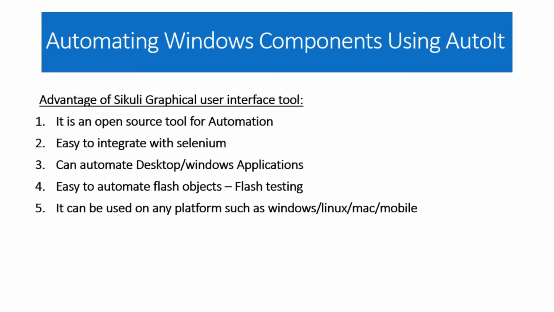So then the next line here is, can automate desktop or Windows applications. Okay, with the help of Sikuli we can automate desktop or Windows applications, and also Sikuli makes it easy to automate Flash objects. So we can consider here as Flash testing. With the help of Sikuli we can easily automate Flash objects, that comes under Flash testing.